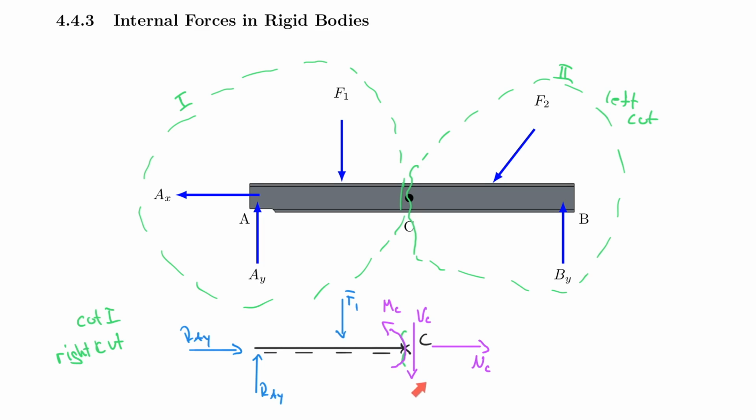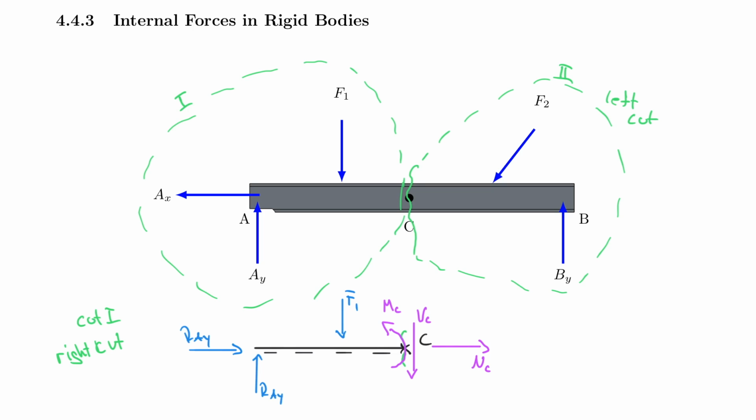You draw them into your free body diagram, and then you calculate them, and nothing is easier than calculating them by using the 3 equations of equilibrium. The sum of the forces in the y direction being equal to 0, the sum of the forces in the x direction being equal to 0, and the sum of the moments about the z-axis being equal to 0.